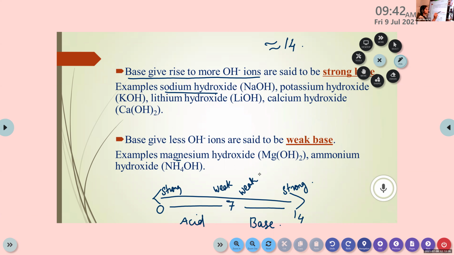You have to learn certain examples for the strong acids, weak acids, strong bases, weak bases, etc., because these details are needed to learn about salts. In the case of salts also, there is one classification: neutral, strong, weak, etc. So in order to learn that, this one is necessary.